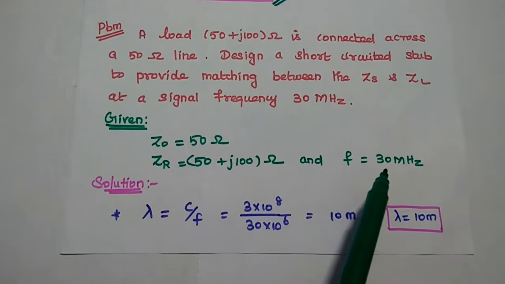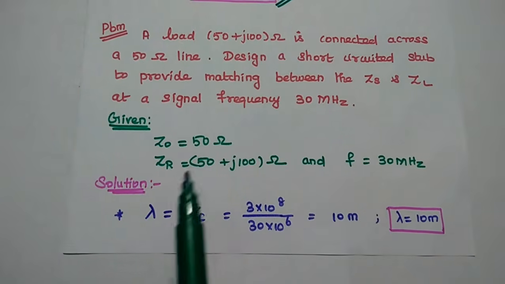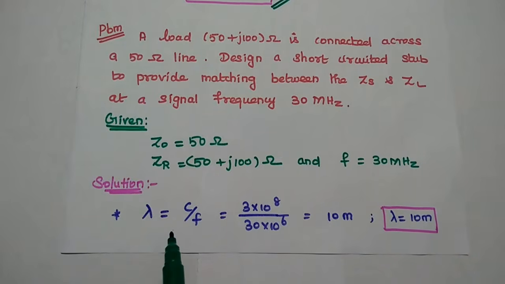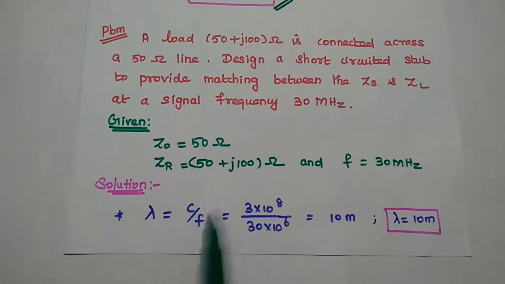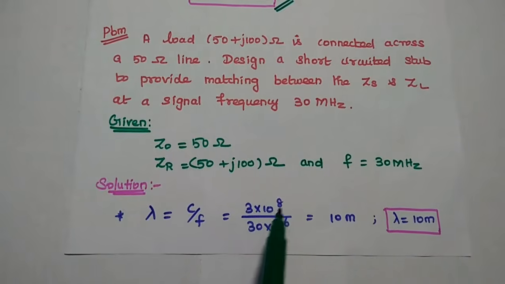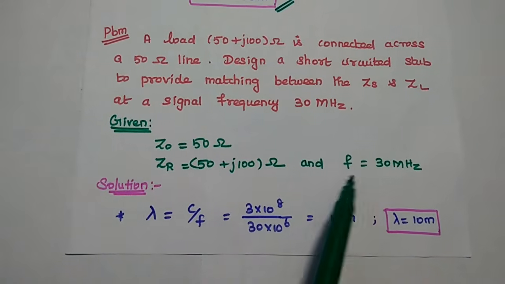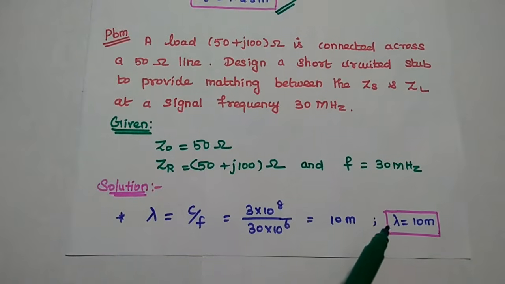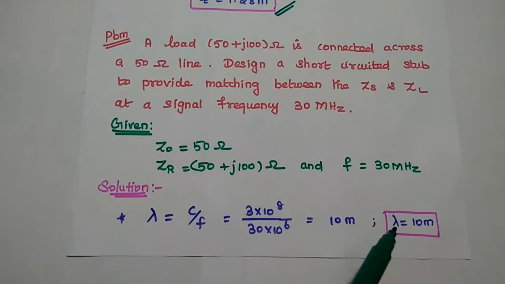Frequency F is equal to 30 megahertz. In the solution part, first we have to find the wavelength lambda, that is equal to C by F. So here 3 into 10 to the power 8 divided by the frequency, which is 30 into 10 to the power 6. We can get the lambda value as 10 meter.